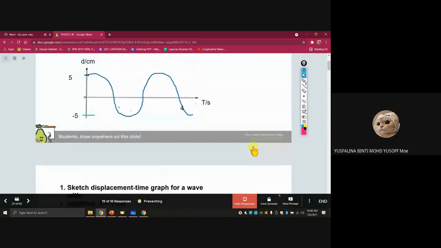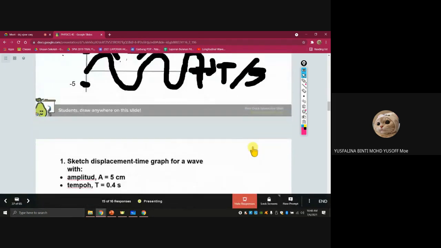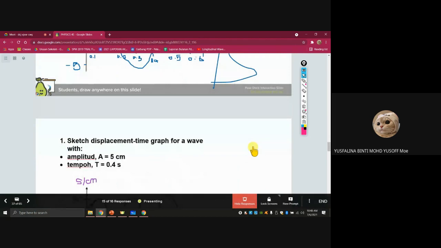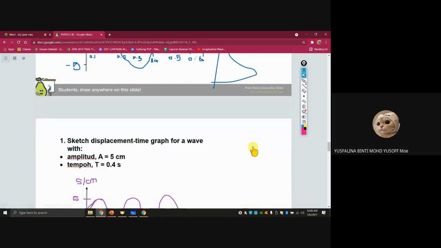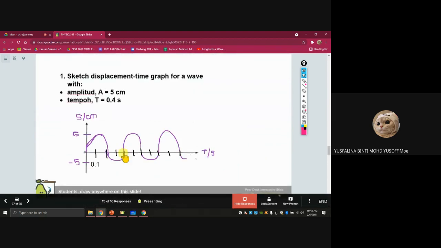There are many types of graph. Some start from 0, some start from 5. My advice is you better start from 0, because it's easy for you to label the scale. If you start from, let's say, 5 cm, then later you will have a problem labelling all the points here. You have to find the value of the point in the middle here. So it's better if you start at the 0 at the origin.